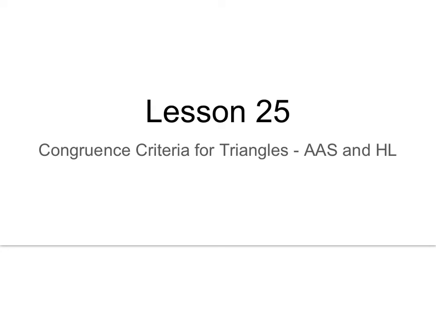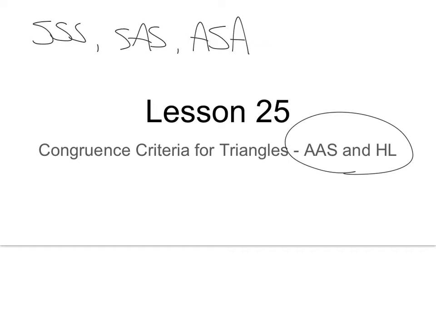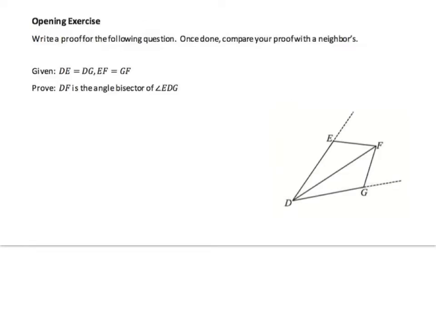Okay, lesson 25, geometry, congruence criteria for triangles. AAS and HL. We've already done side, side, side, side, angle, side, and angle, side, angle. And now we have the last two. Okay, let's start out with a little exercise.